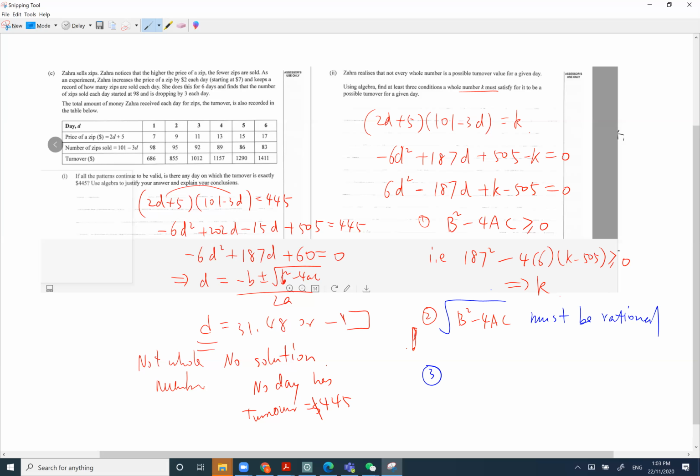We solved the first one. Let's solve the first one. The first one should be K less than something: 187 squared plus 24 times 505, divided by 24. K is less than or equal to 1962.